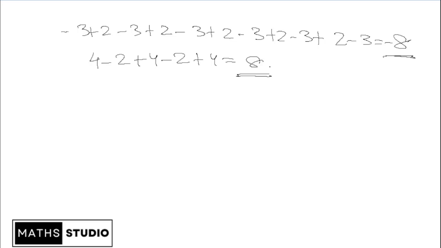Next class we are going to study properties of integers, that is closure property, commutative property, associative property, and distributive property under multiplication. And for the other operations also we are going to study the closure, commutative, and associative properties.